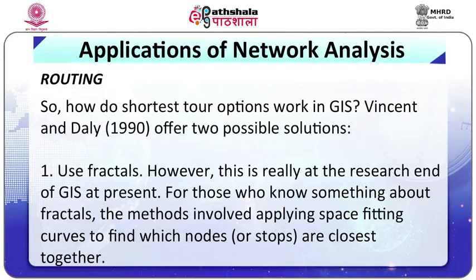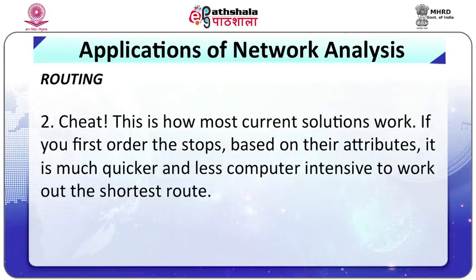Vincent and Daly offer 2 possible solutions. One is to use fractals. However, this is really at the research end of GIS at present. For those who know something about fractals, the method involves applying space-filling curves to find which nodes are closest together. The second is a cheat, and that is how most current solutions work. If you first order the stops based on their attributes, it is much quicker and less computer intensive to work out the shortest route.